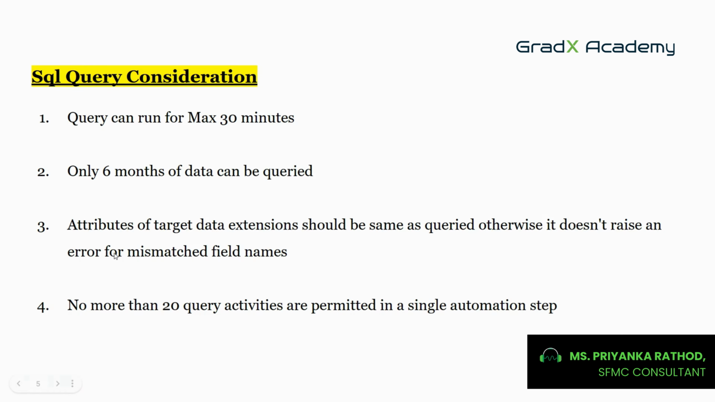Then, the attributes of the targeted data extension should be the same as those queried. Otherwise, it doesn't raise an error for mismatched field names. If your targeted data extension does not have the attributes which you have queried through the SQL query, then you will not get data in your targeted data extension. The next point is that no more than 20 query activities are permitted in a single automation step. You can query only 20.